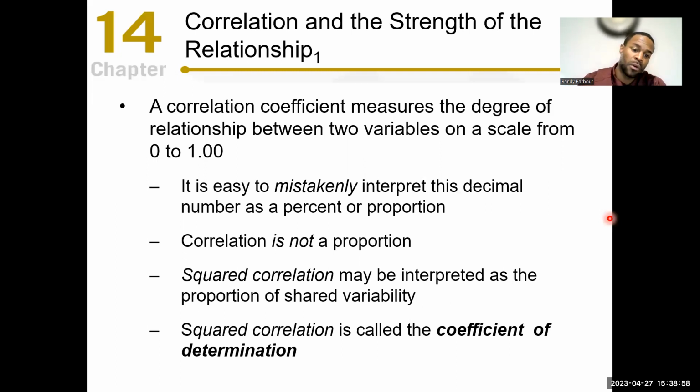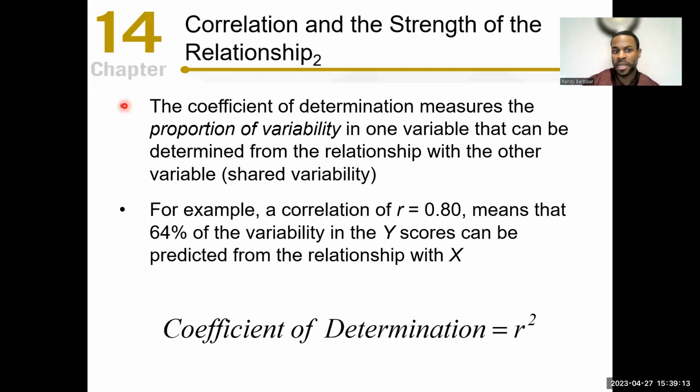The squared correlation is also called the coefficient of determination, okay? So again, the coefficient of determination is our effect size when we have calculated our correlation, okay? So again, the coefficient of determination measures the proportion of variability, like we talked about before, that R squared. And then when you get the R squared, again, it's talking about how one variable is determined from the relationship with the other variable, okay?